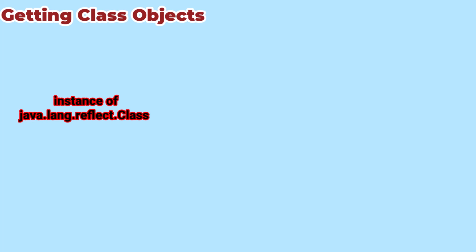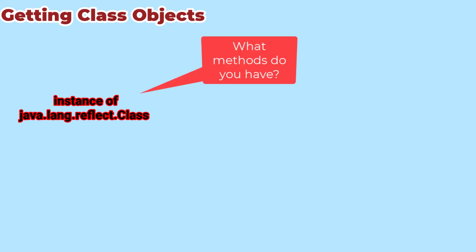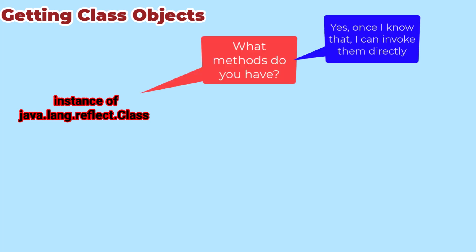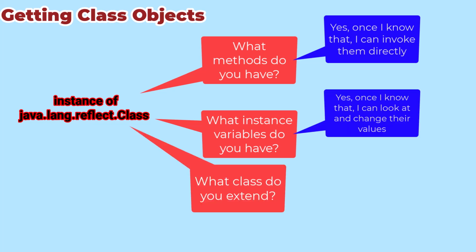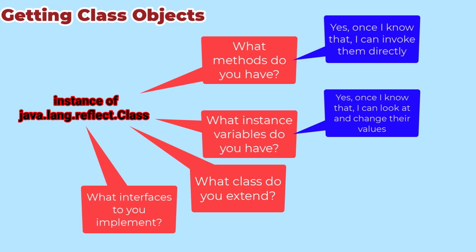Once we have a class object, we can do all kinds of things with it. We can ask it things like, what methods do you have? And then we can invoke those methods. What instance variables do you have? And we can change their values. What class do you extend? What interfaces do you implement? And so on. Let's play with a few of those.